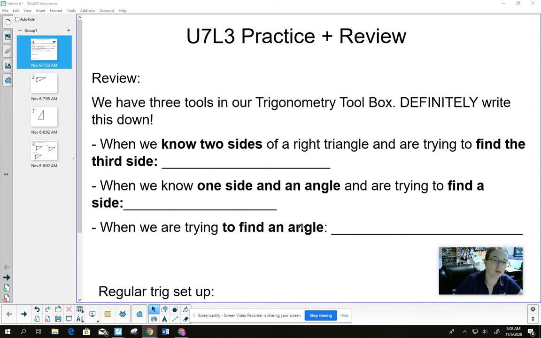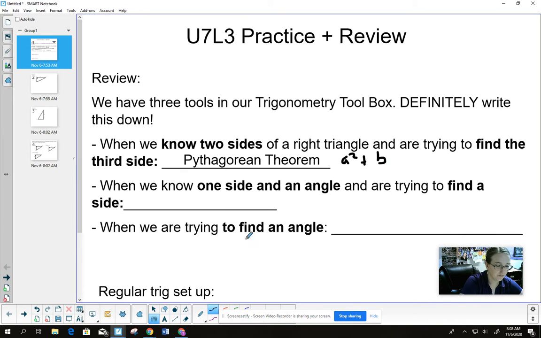You are not going to be told, use Pythagorean Theorem, use regular trig, use inverse trig. You have to look at the problem, look at what you have, and say, okay, I need to use this tool. So when we know 2 sides of a right triangle, so they give us 2 sides, and we are trying to find the 3rd side, be very careful that it's important that we know 2 and we're trying to find a side. That's important. This is Pythagorean Theorem, right? This is a squared plus b squared equals c squared, if you want to add that in there too. Because if I know 2 of these variables, I can find the 3rd, right? Because we only have 1 missing variable. So that is, again, Pythagorean Theorem. Know 2 sides, trying to find a 3rd side.